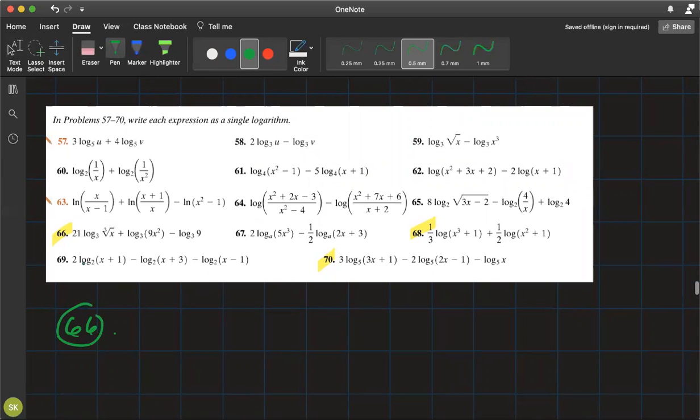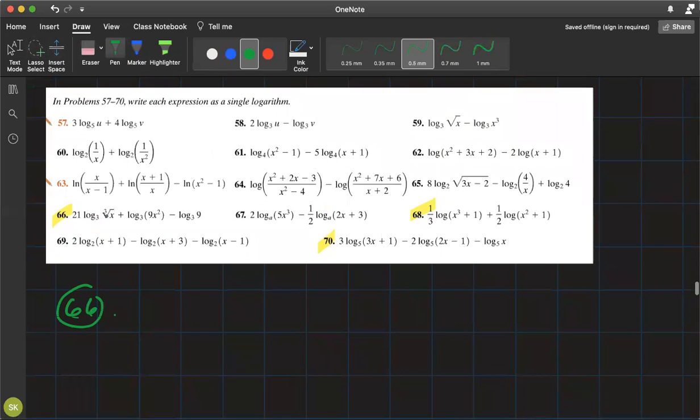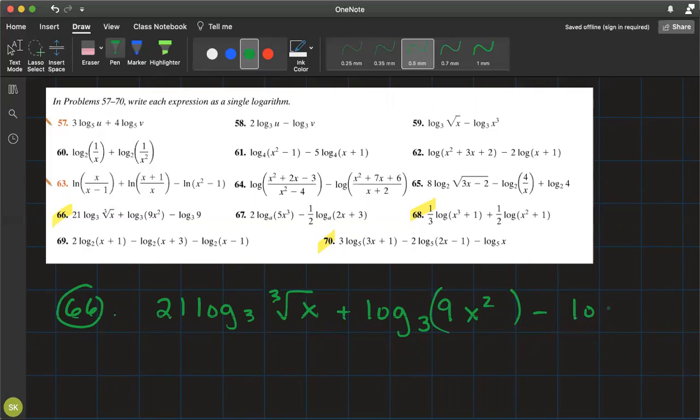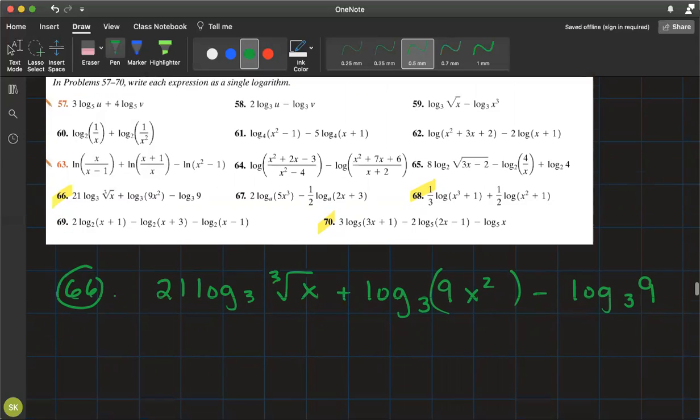Okay, pause the video and see if you can combine these. Okay, so I have 21 log base 3 of the cube root of x, then plus log base 3 of 9x squared, and then minus log base 3 of 9. I could simplify some stuff already, like this would simplify to 2 because this is 3 squared. But I do want to combine it as a single log. So I'm not going to try to simplify this kind of stuff.